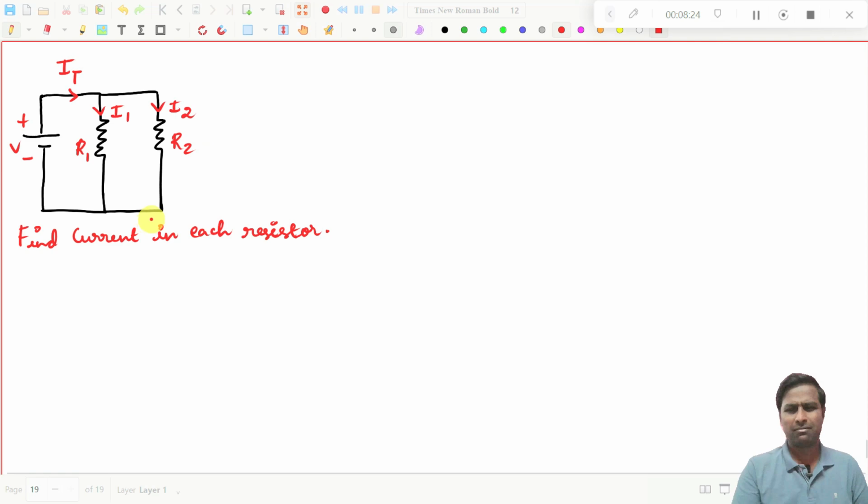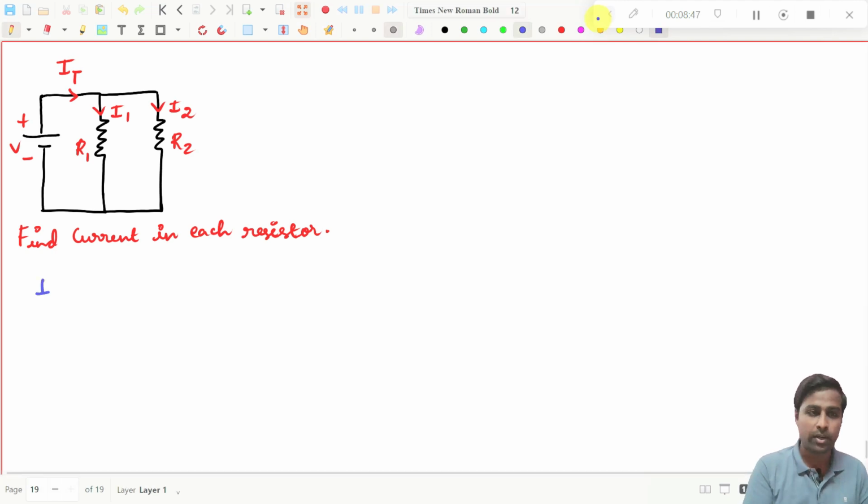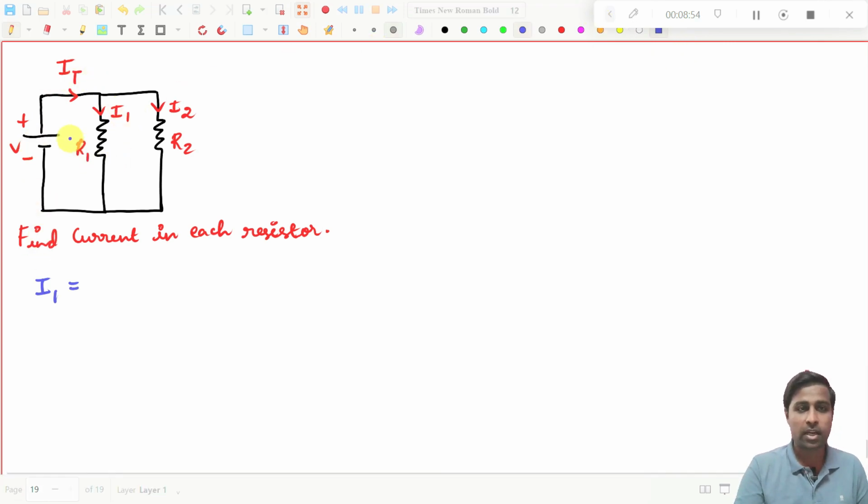Now, we have so many methods to solve this because how many loops are there? This is one loop and this is the second loop. So you apply KVL, solve both equations, and you will get I1 and I2. No problem. But we are trying to apply the current division rule here. So what is the current division rule? What is the formula for the current division rule? You see, if I want to find I1, what do I have to do?